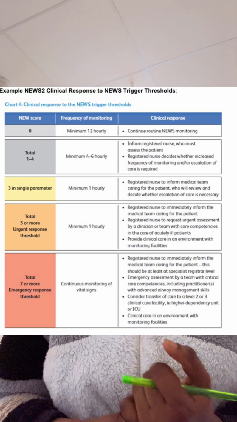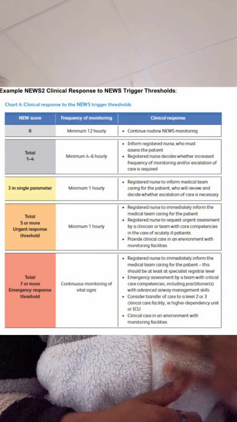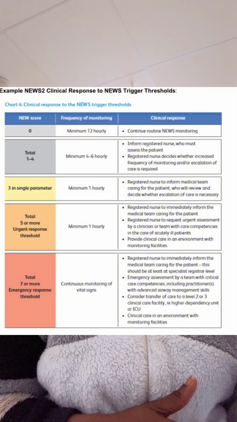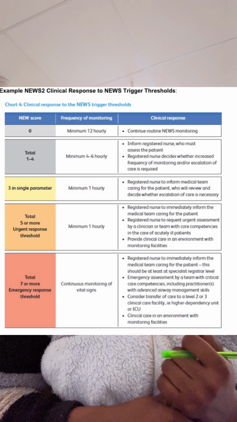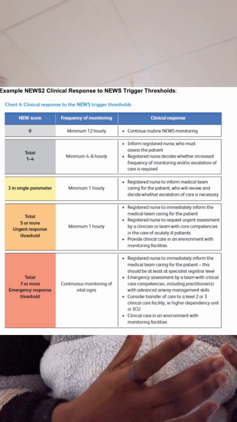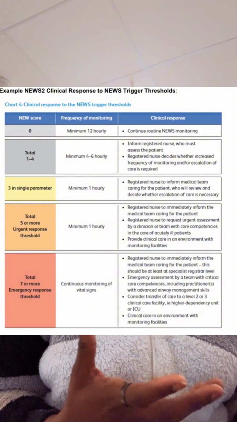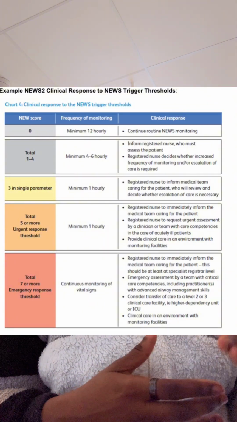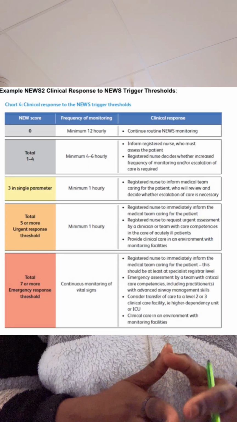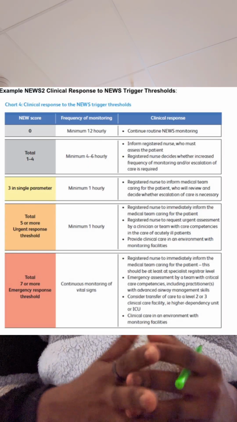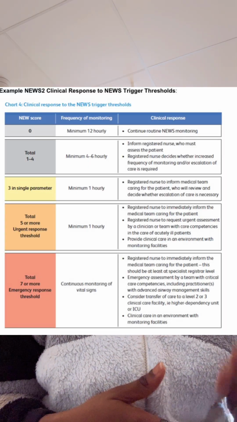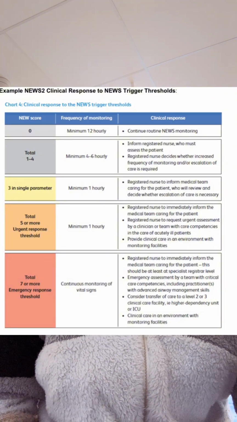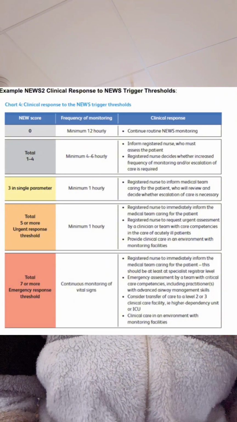So moving on, we have a total of 1 to 4. The clinical response for a NEWS score of 0 is continue routine NEWS monitoring. Now for a total of 1 to 4, it says minimum of 4 to 6 hourly. Now you inform the registered nurse, who must assess the patient within an hour. That is only if it is a clinical support worker, health assistant or nurse associate that did the observations. That is when you prompt the registered nurse, so the registered nurse can go and check within an hour to make their own decision.